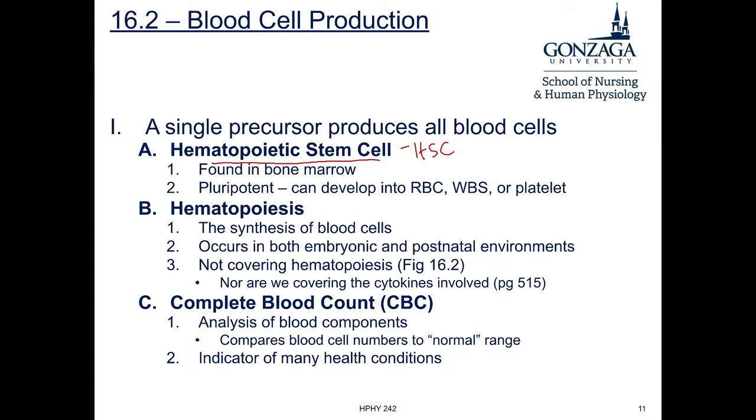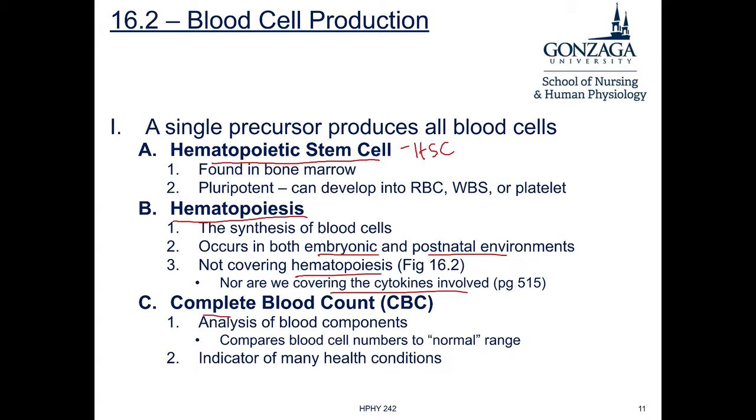The process of producing these various blood cells is hematopoiesis, okay? The synthesis of all blood cells. This occurs in our bone marrow, it occurs during embryonic development, and it occurs in what I call postnatal environments, so after you're born and actually until you die, we're constantly producing red blood cells, white blood cells, and platelets, hopefully. Good news is we're not covering hematopoiesis in depth, which is figure 16.5, nor are we covering the cytokines that are involved and regulate those. That can be found on page 515, so don't worry about that. I just want you to be familiar with the source of red blood cell production and the process, but not the details of the process.